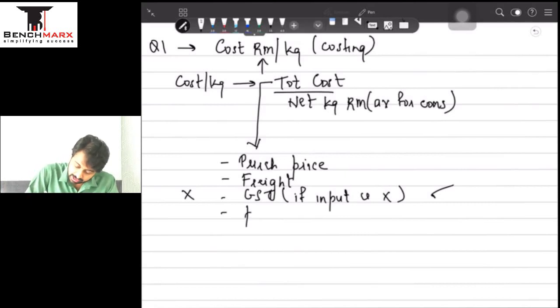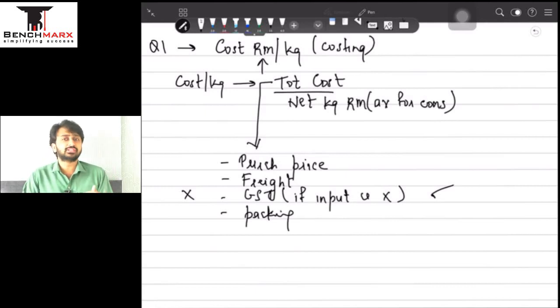Okay, then we have something called packing cost. Now whatever is the packing cost, which is a primary packing while buying the goods, meaning we cannot buy the goods unless we spend on the packing materials, then in that case that's also a part of the purchase cost. So all these costs, that is 1, 2, 3, subject to the exception, and packing, all these will constitute the purchase cost, but my job in the question is to find the cost per kg.